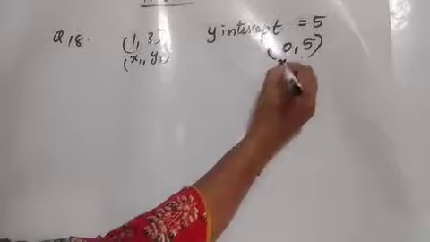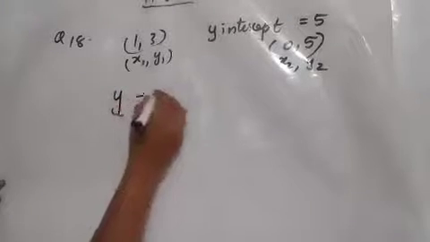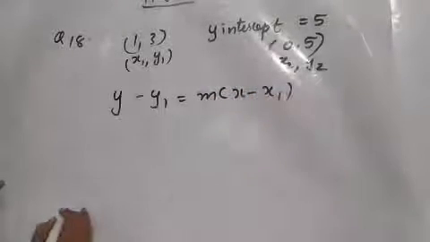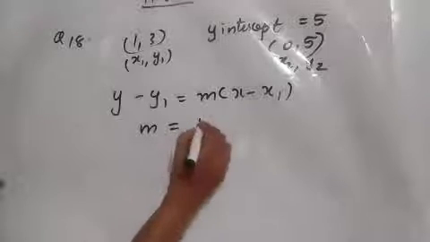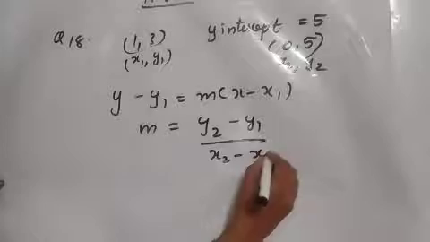Y-intercept means that at a distance of 5 units the line meets the y-axis, so the coordinate will be (0, 5). So we have 2 points, (x1, y1) and (x2, y2). Now it is easy to find the equation, no? What is the equation? y minus y1 equals m into (x minus x1). We can use this equation, and we need to find the slope also. How can we find the slope? Yes, (y2 minus y1) by (x2 minus x1).